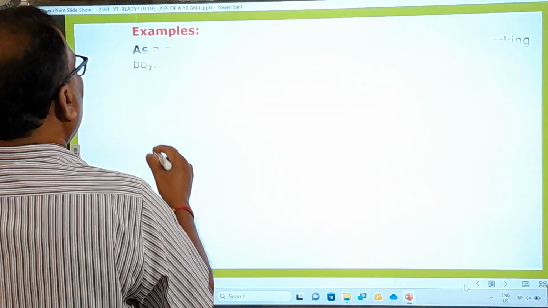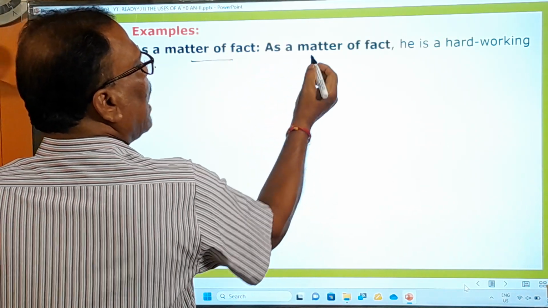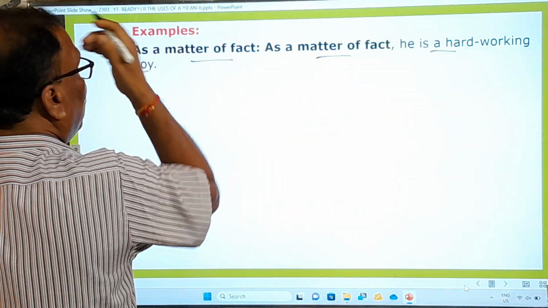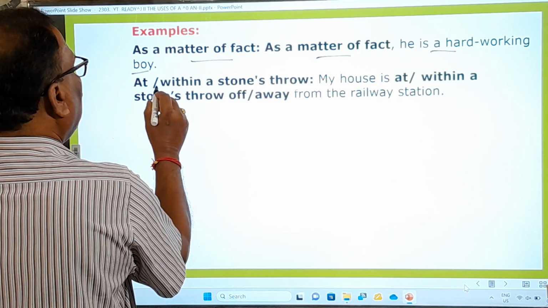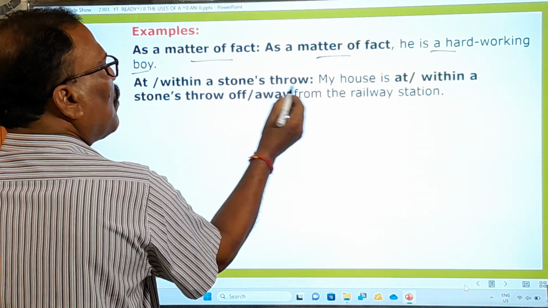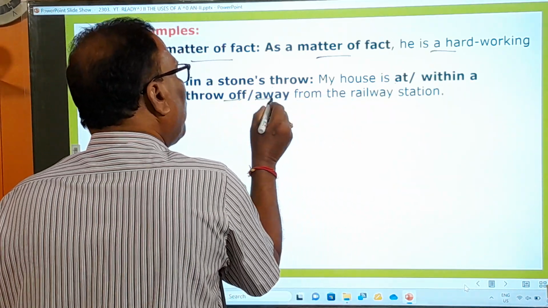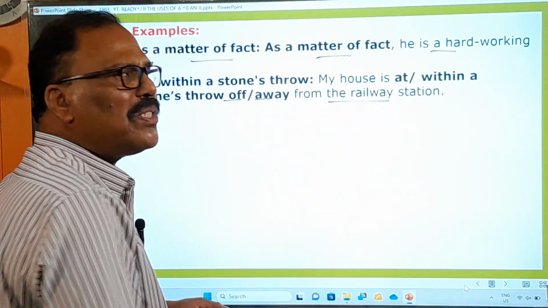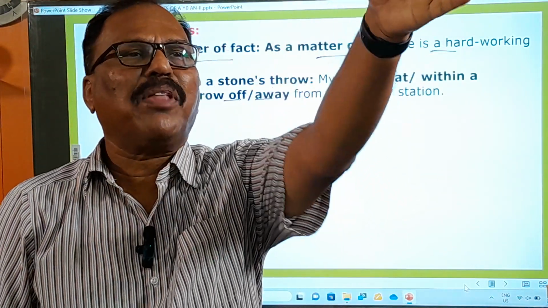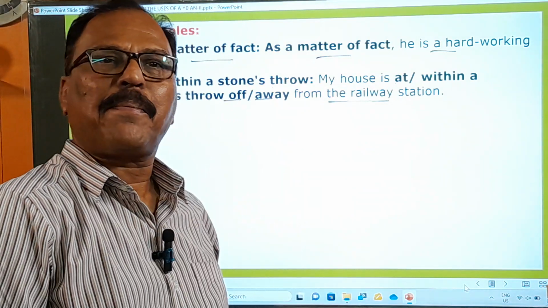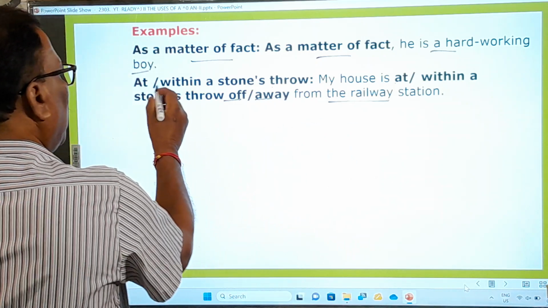Examples. As a matter of fact, to be frank: as a matter of fact, he is a hard-working boy. And then, at or within a stone's throw. My house is at or within a stone's throw, off or away, from the railway station. Where is your house? My house is within a stone's throw from the metro station at Yalbinagar. So it is very near. That is the meaning. It's an idiom.